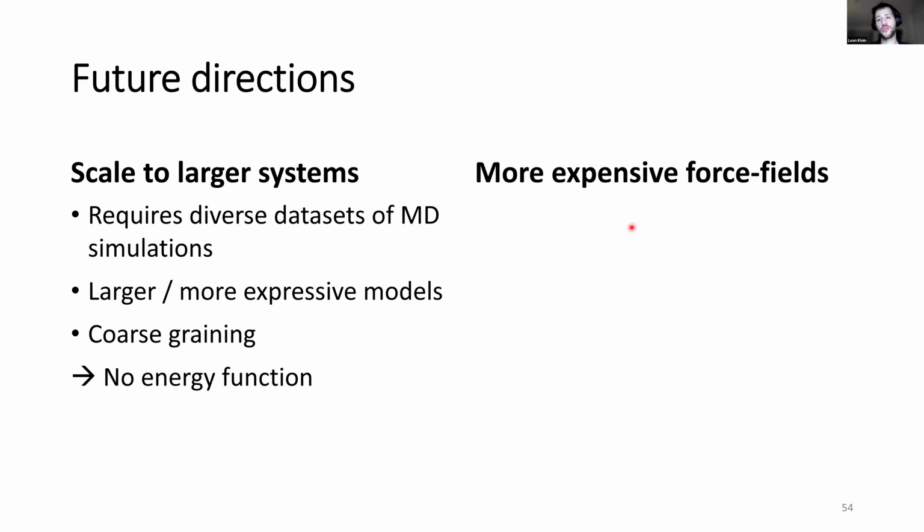Another thing one can try, which already works for the smaller systems and might be interesting for these, is to use more expensive force fields, because all the results I showed are for classical force fields, which are very fast to evaluate. However, if we go to more expensive ones like semi-empirical force fields, all of a sudden the energy evaluations become the bottleneck.